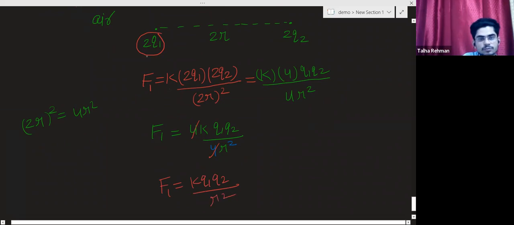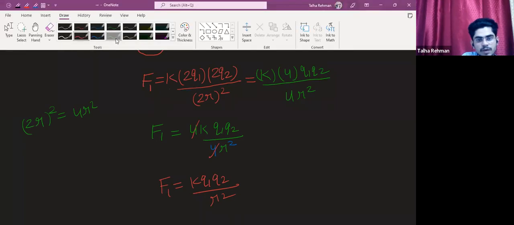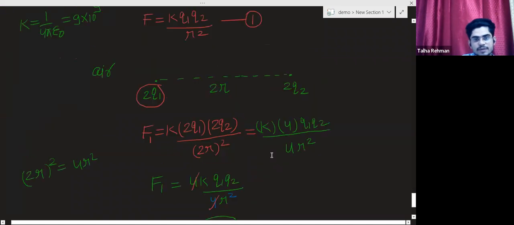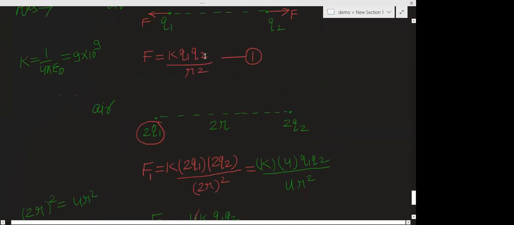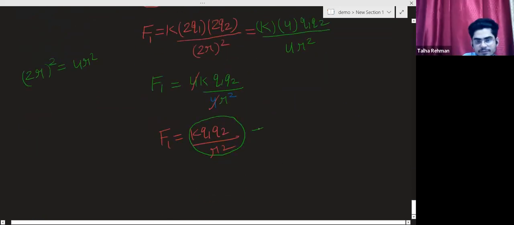And now, what is this? This is F. K Q1 Q2 by R square is equal to F. So I can write here F equal to F, which means the force F1 is equal to F. The force will not change.